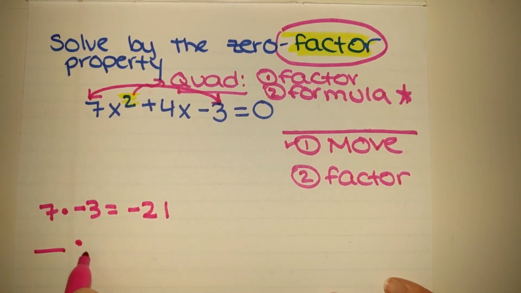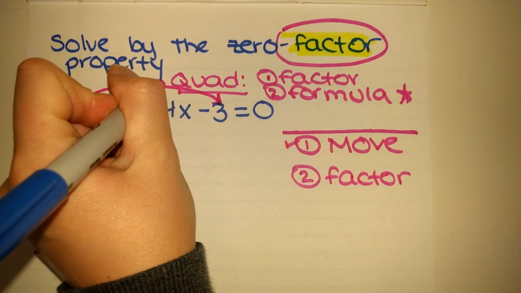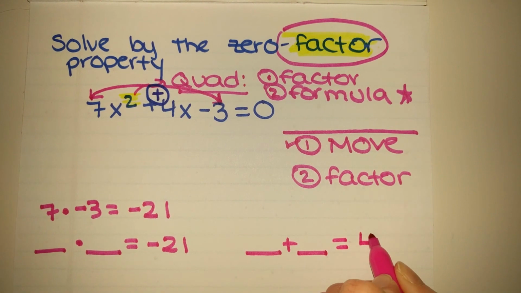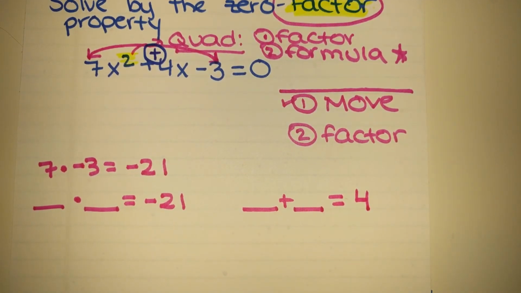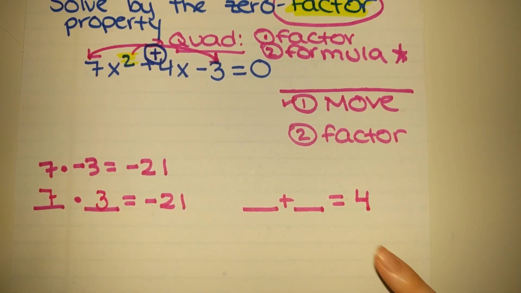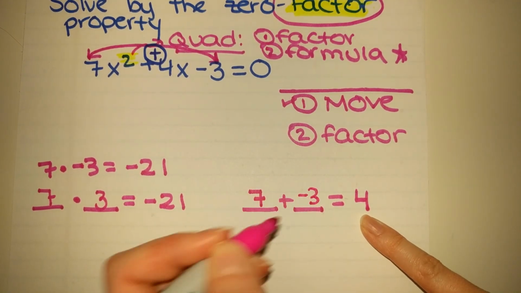So we need two numbers that multiply together to give us -21. And then they need to add up to give us this middle term. So we need the two numbers to add to give us 4. So you work through the combinations. With 21, there's not a whole lot of combinations to try. It is going to have to be 7 and 3 in some form or fashion. To get a +4, we would need a +7 and a -3.